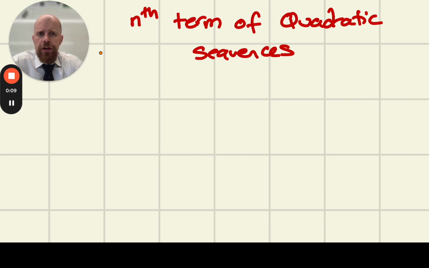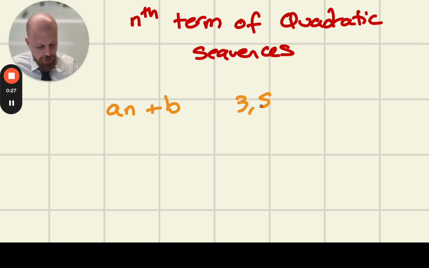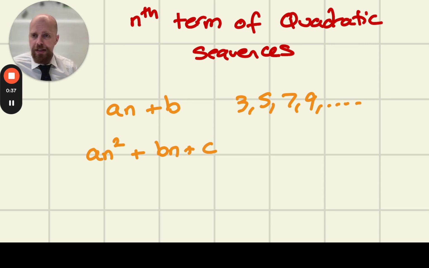In this video, we are going to be looking at how to find the nth term of a quadratic sequence. If you haven't done so already, go back and look at the nth term of linear sequences video that I made earlier. A linear sequence looks like this, an plus b, and it's when you're going up by a constant amount. So for example, 3, 5, 7, 9, and so on.